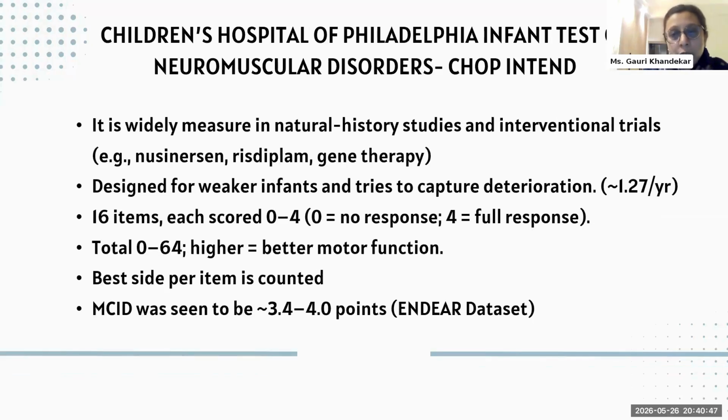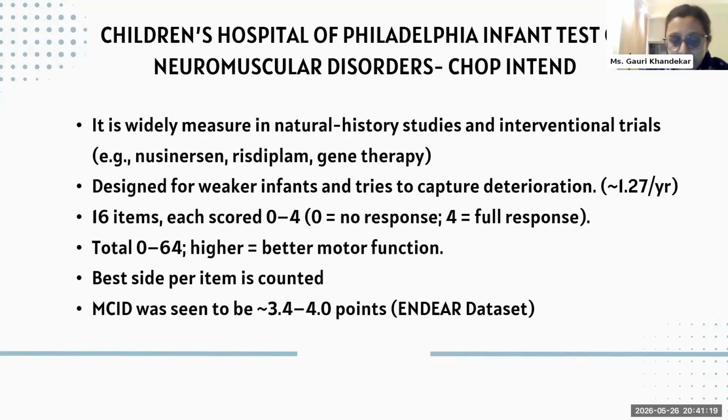The second one is CHOP INTEND, that is the Children's Hospital of Philadelphia Infant Test of Neuromuscular Disorders. It is widely used. Basically, it gives us natural history data, and if the child is on nusinersen, risdiplam, or gene therapy, this is a very sensitive test for SMA. It is designed for the weaker infants also, so it really captures the deterioration.